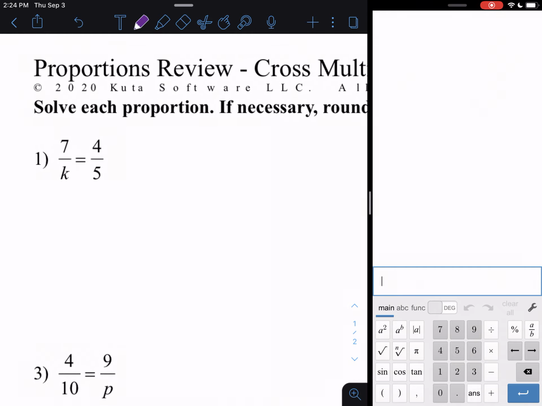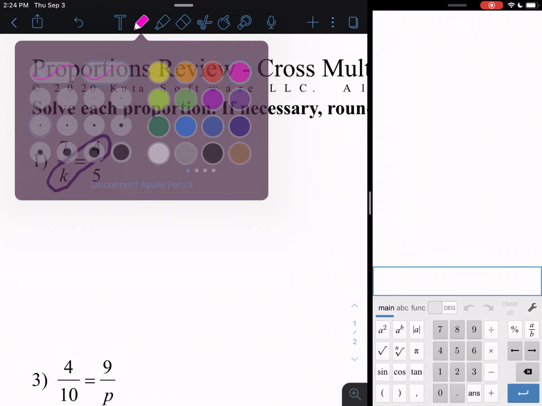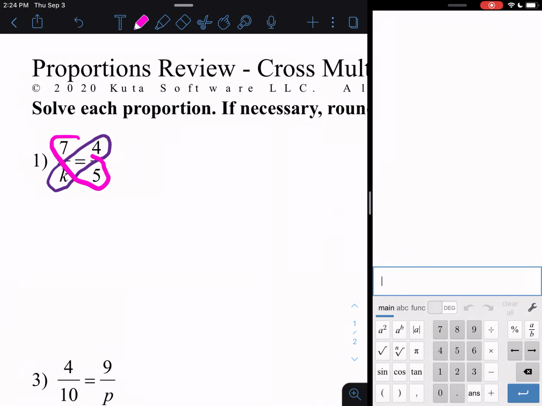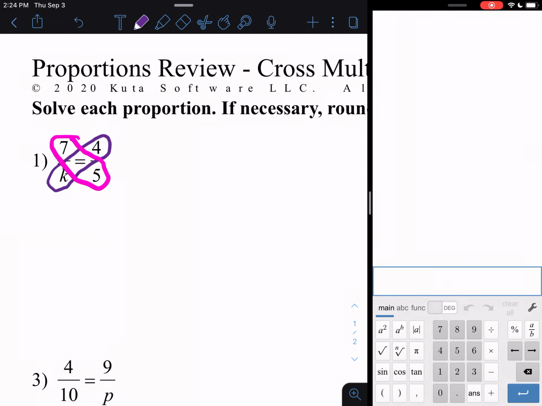Okay, so when you cross multiply, what you do is you circle what are called your cross products. So I'm going to circle, and you circle the diagonals. So I'm going to circle K and 4, and then I'm going to circle 7 and 5. All right, and then I'm going to multiply what I just circled. So I circled in purple K and 4, so I'm going to write 4 times K. And then you always just write an equal sign in between them. And then I also circled 7 times 5.